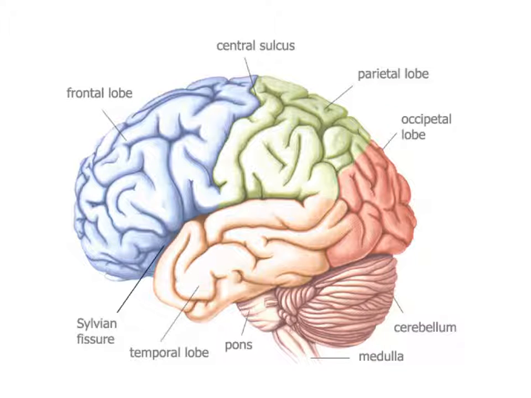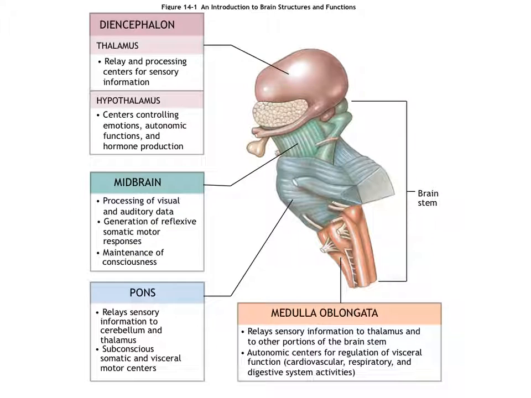This is a side view of the brain, and we're able to see the frontal lobe, the parietal lobe, the occipital lobe, the temporal lobe, the cerebellum, the pons, and the medulla. Make sure you know those and make sure you can label them for the test. This is a more detailed image of the diencephalon showing you the thalamus and hypothalamus, and then the midbrain, pons, and medulla oblongata.